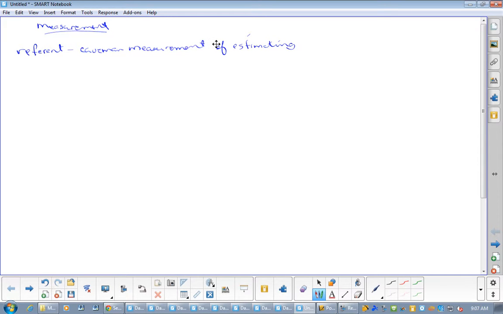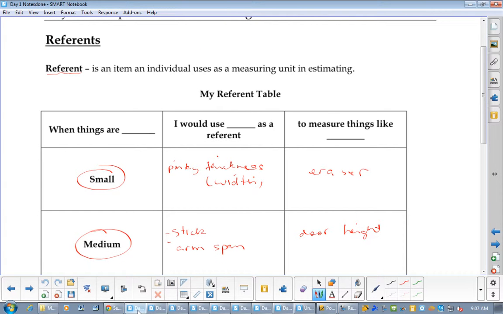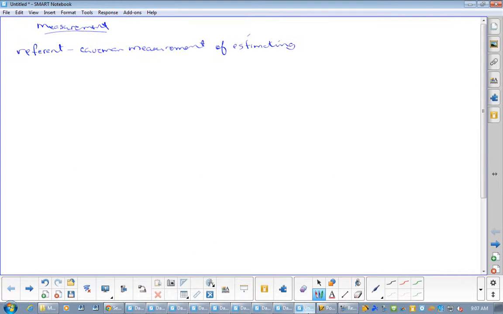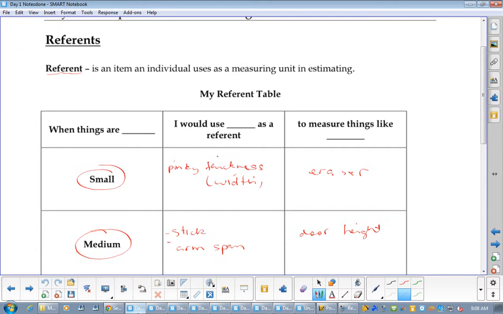Now maybe later we would kind of forget what that was. So why don't we just put one little example? E.g., your pinky for measuring an eraser, right? Or something like that. Okay, so what else we got here?